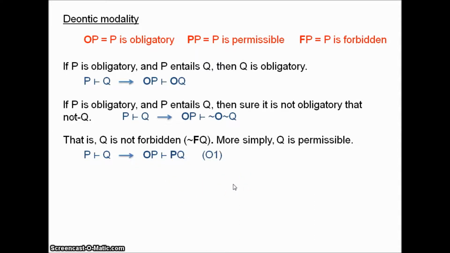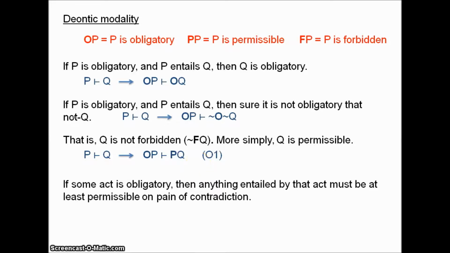Now this surely must hold. If some act is obligatory, then anything that is logically entailed by that act must be permissible on pain of contradiction. If P entails Q, we can't say that P is obligatory but that Q is forbidden. That would be very unfair. Now the problem is that this leads to a variety of rather troubling paradoxes.